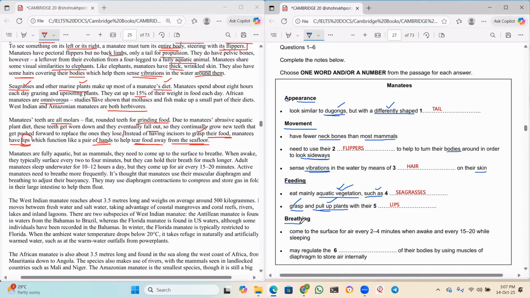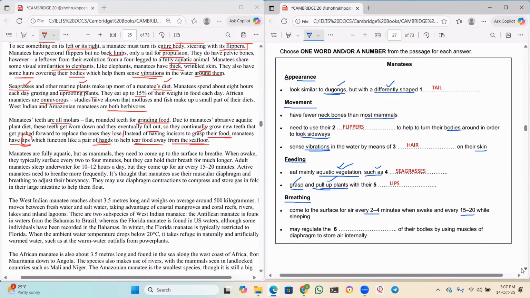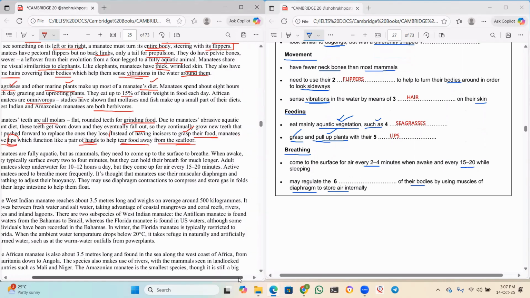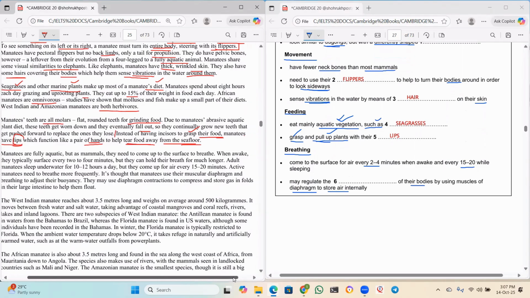Next, the topic is breathing. So maybe he's talking about breathing in the next paragraph. So, come to surface for air every 2 to 4 minutes when awake and every 15-20 while sleeping. Okay, fine. May regulate dash of their bodies by using muscles of diaphragm to store air internally. Okay, right. Let us read the next paragraph. Okay, maybe this would be helpful.